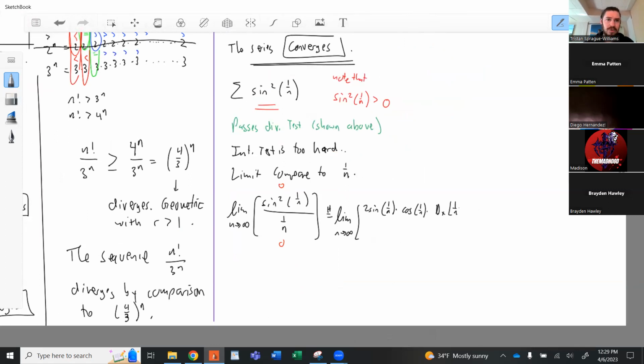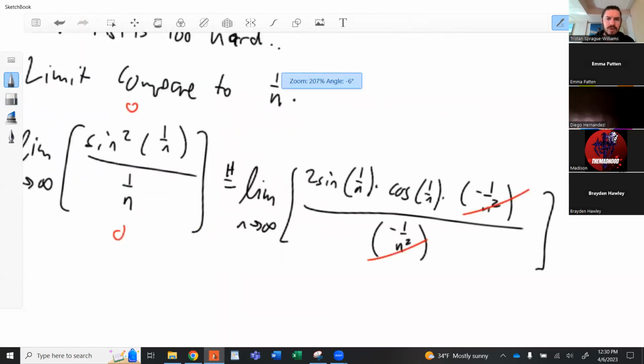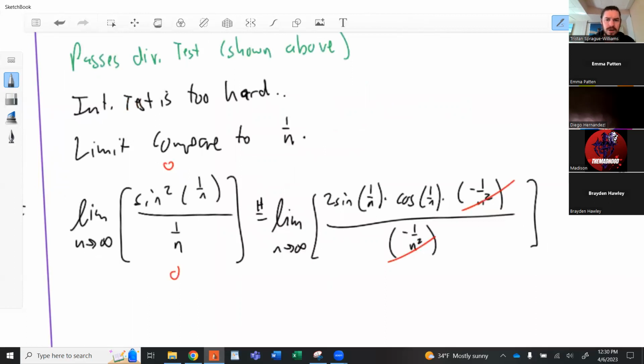Whatever that might be, the derivative with respect to n, which is negative 1 over n squared. We can write that out. Negative 1 over n squared. But that exact same thing is going to be in the denominator because it's the derivative of 1 over n. So that's going to cancel out, and we just have, by the chain rule here, 2 times sine of 1 over n times the cosine of 1 over n. What's that approaching?